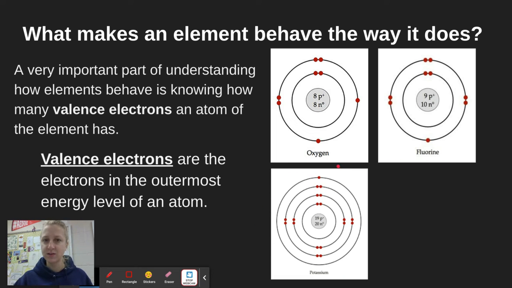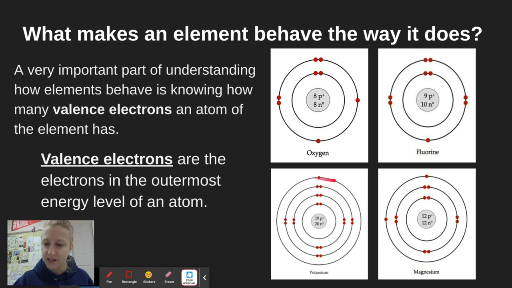It's got a bunch of electrons all together, but only 1 valence electron. And then magnesium has 2, 1 right here and 1 right here. Those are the only 2 electrons in its outermost shell. So valence electrons are really pretty simple once you know what they are.